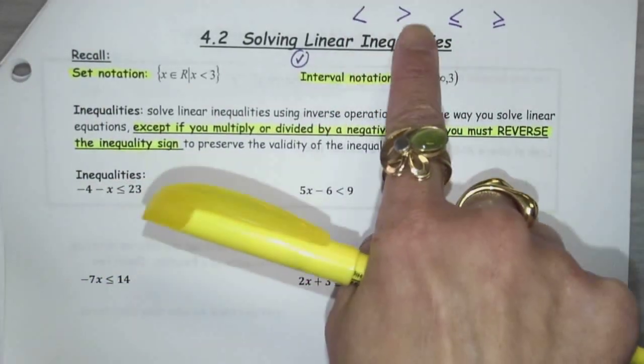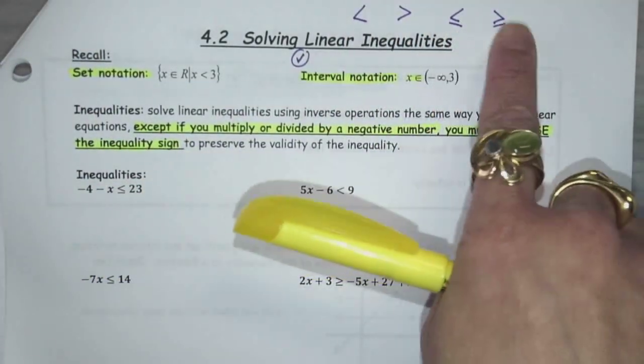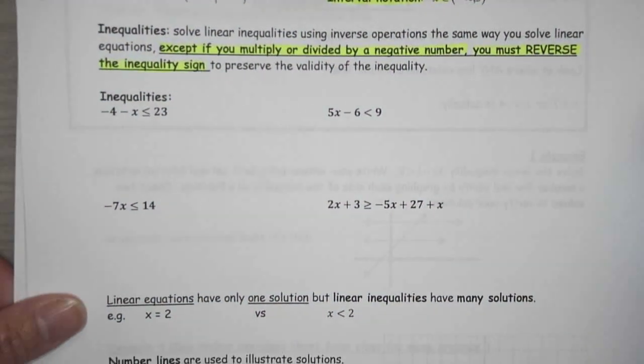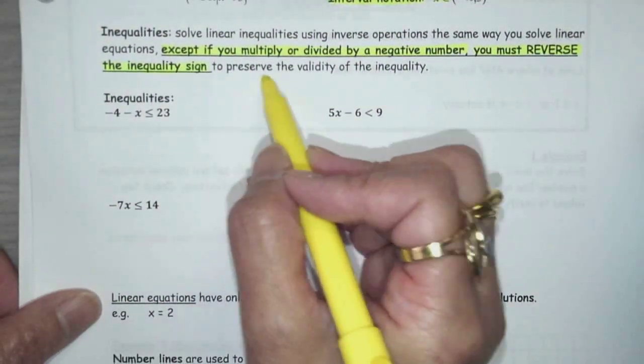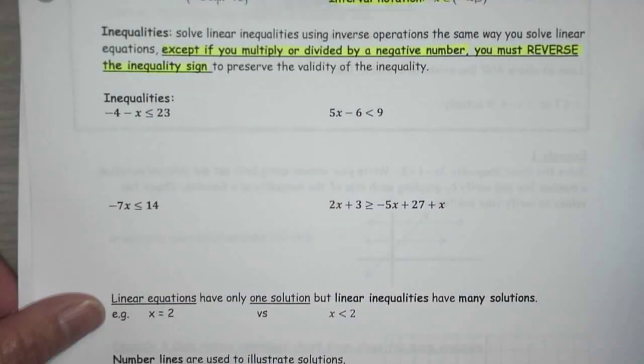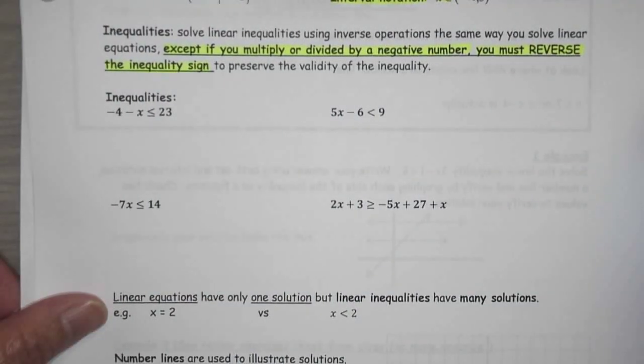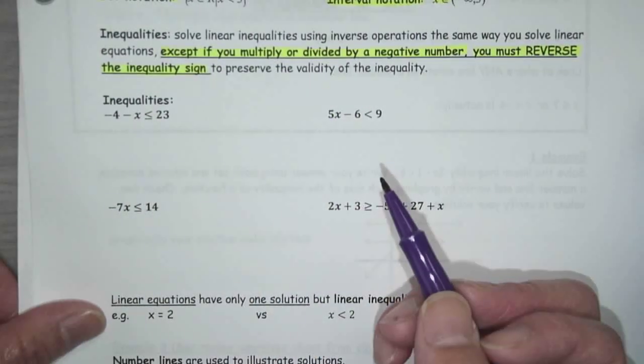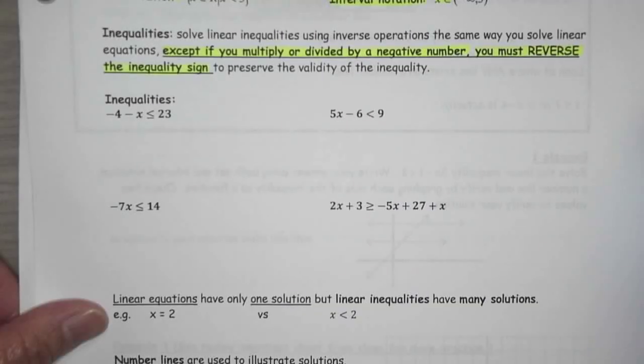If it's less than, it becomes greater. If it's less than or equal, it becomes greater than or equal. So we reverse it. We switch the direction. And that's to preserve the validity, that's us trying to sound fancy, of the inequality. Validity means that we want to keep it true. We want to keep it correct, right?